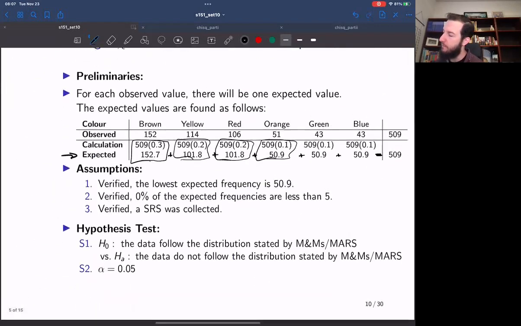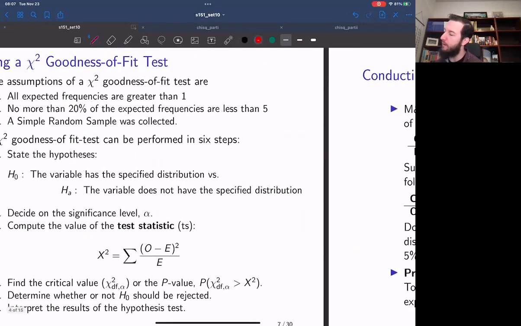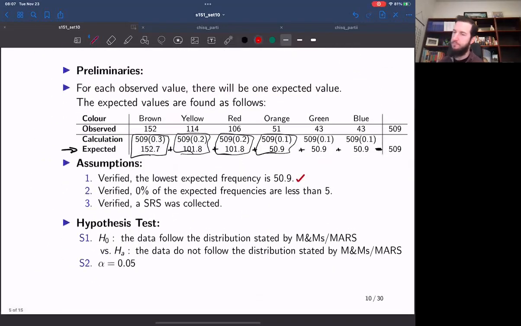So in this case, our lowest expected frequency is 50.9. This is bigger than one. Therefore, all of the expected frequencies are greater than one. The second assumption is that no more than 20% of the expected frequencies are less than five.